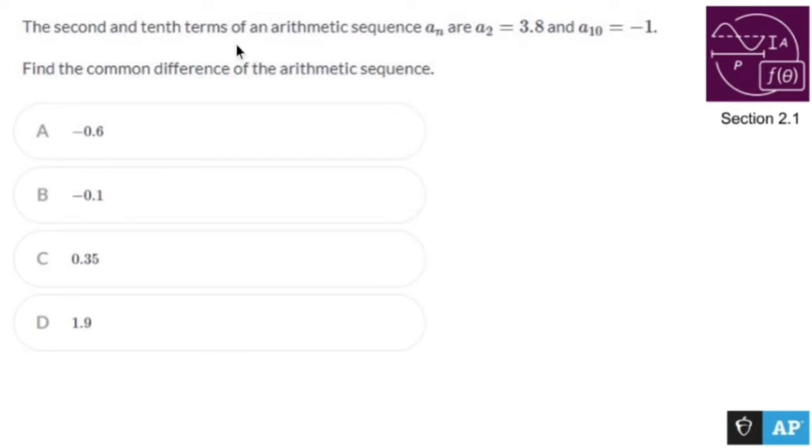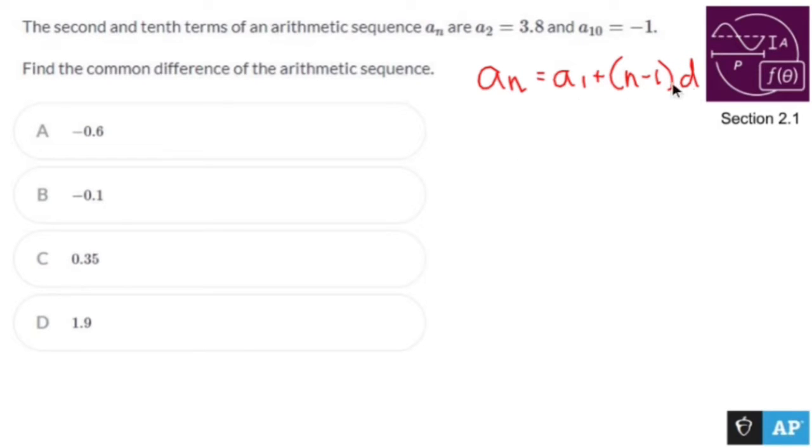The second and 10th terms of an arithmetic sequence are: the second term is 3.8, and the 10th term is -1. Find the common difference. Well, usually when I deal with arithmetic sequences, I look at this formula right here. A sub n is going to equal the first term plus whatever term I'm talking about minus 1 times the common difference.